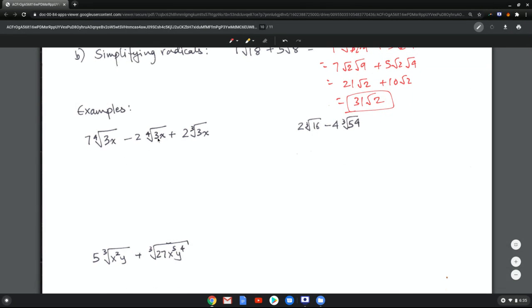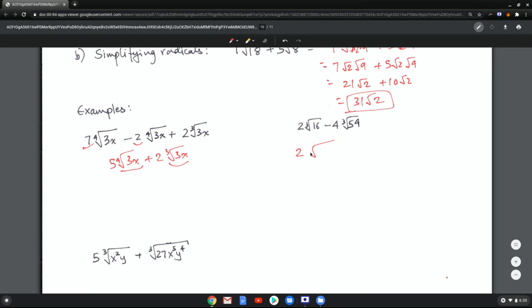Here are some examples. We have two expressions here with fourth roots. One is 7, one is 2. So this becomes 5 times the fourth root of 3x plus 2 cube root of 3x. Now these are not like terms, so they cannot be combined.